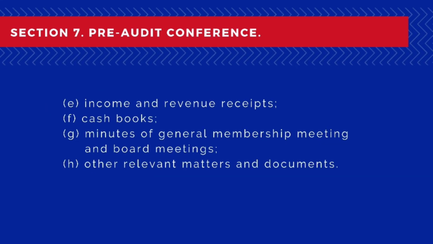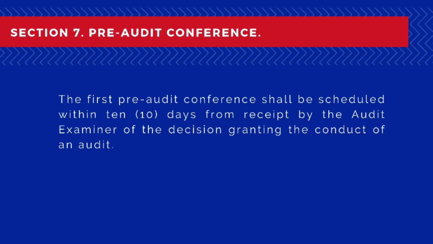E. Income and revenue receipts. F. Cash books. G. Minutes of general membership meeting and board meetings. H. Other relevant matters and documents. The first pre-audit conference shall be scheduled within 10 days from receipt by the audit examiner of the decision granting the conduct of an audit.